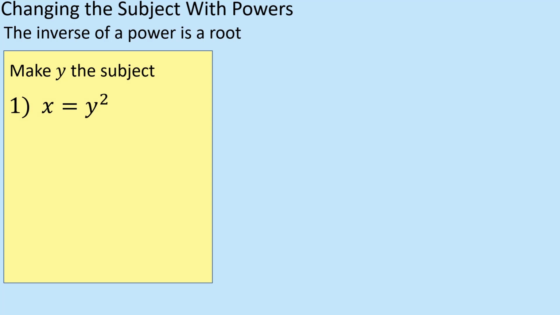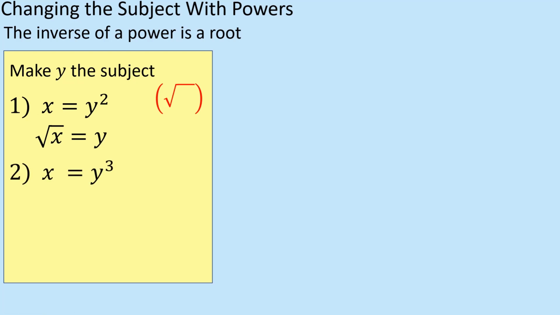If I want to make y the subject, then x equals y squared. Well, the inverse of a power is a root. In this case, because the number is 2, it's the square root. So if I'm going to do the inverse of this over here, then I need to square root this over here. So a square root sign and the square root of x. There's no need for a little 2 at this point, because the symbol is quite accepted as a square root. So there's no number needed, just the square root of x. And now y is on its own, so that's it, job done. Easy as pie, that one.